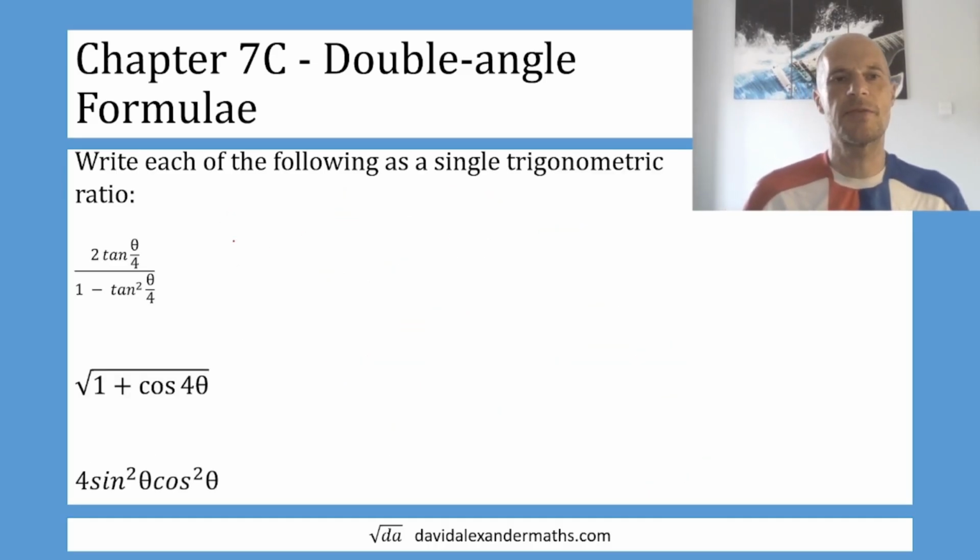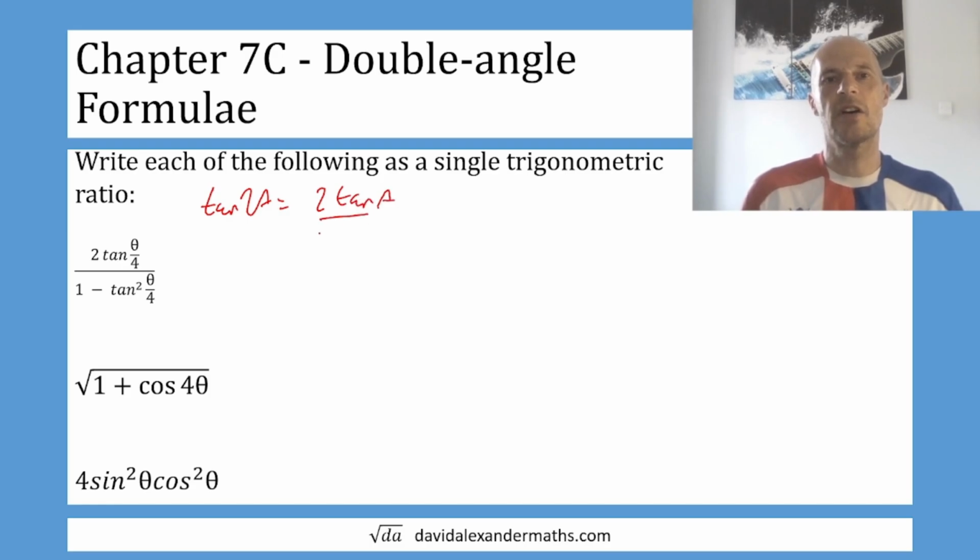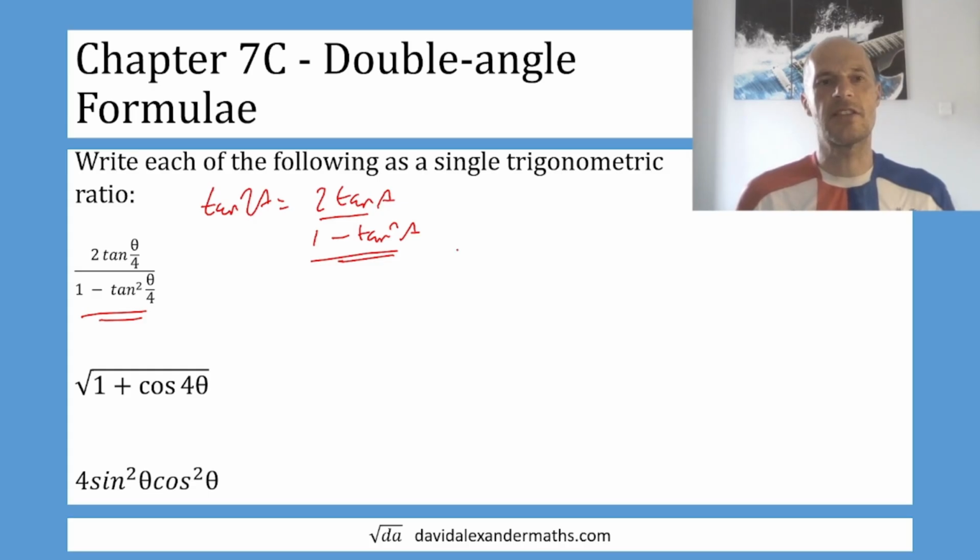Okay, here are a few more examples to finish off with. So we know that the tan of 2a is 2 tan a over 1 minus tan squared a. So here we can see that a is theta over 4. What I've written here is the same as this example here. The only difference is that a is theta over 4. So if I double the a to get my 2a, that will be theta over 2. So this is simply the tan of half theta, or theta over 2.